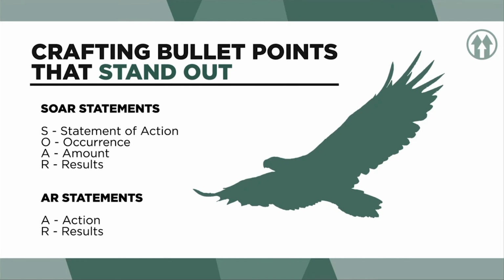I call it the big R. After you did all of that, what was the result of what you did? So if you put that all together, you can create the SOAR. But if you want to keep it simple, you can just do an action and result statement, starting with a strong action verb and ending off with the results. So the next slide, I'm gonna show you some bullet points and I want you to read them and see what is the S, see what is the O, see what is the A, and see what is the R.